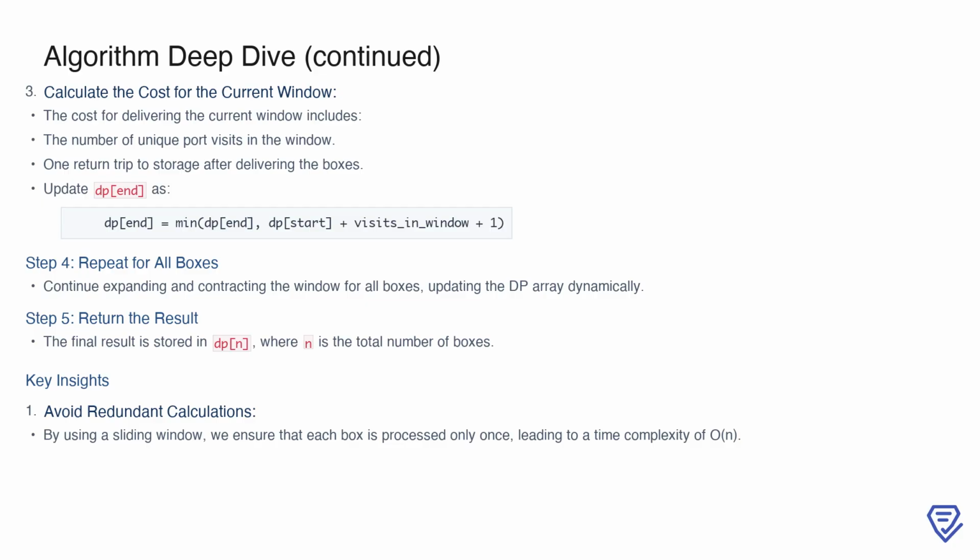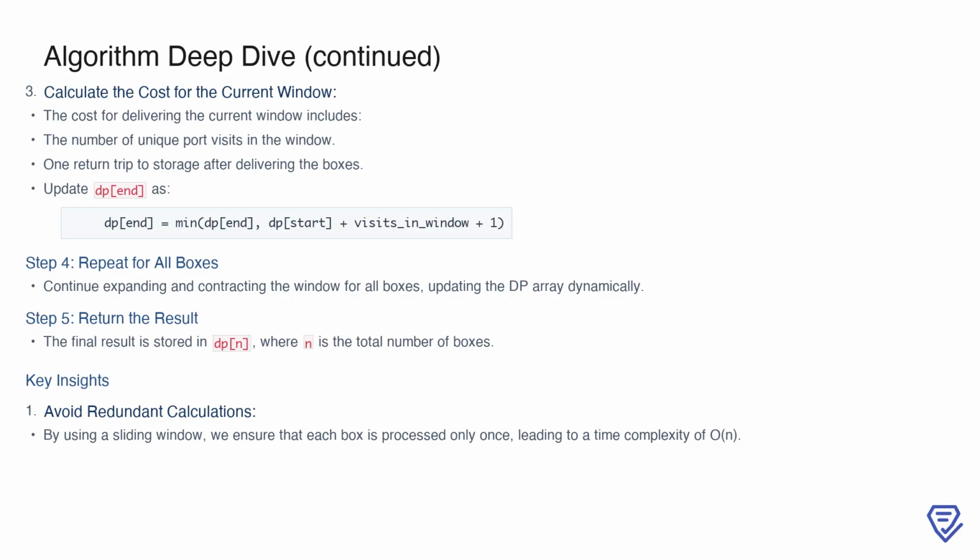We then update the dynamic programming array dp[end] as follows: dp[end] equals min(dp[end], dp[start] + visits_in_window + 1). This ensures that dp[end] always holds the minimum number of trips required to deliver the first end boxes. We repeat this process for all boxes, continually expanding and contracting the window as necessary to satisfy the constraints and dynamically updating the dp array.